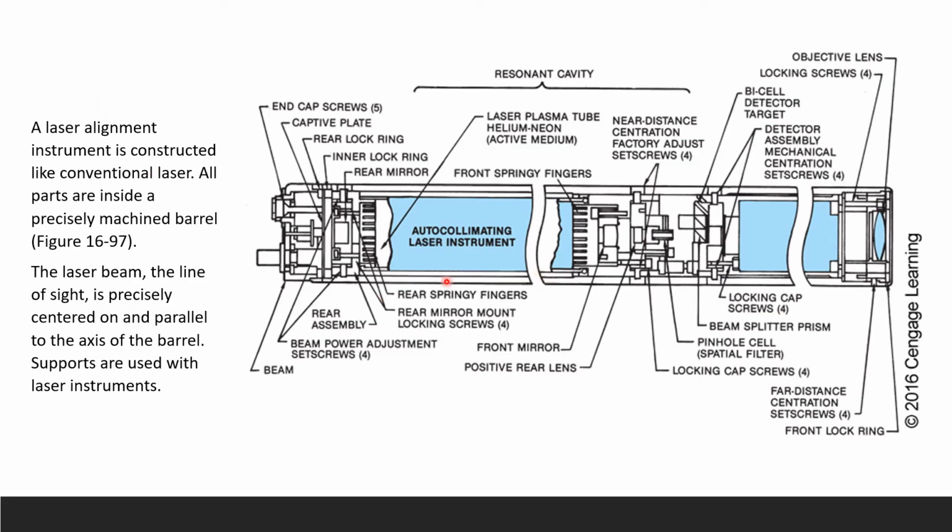Coming back to the laser instrument, it's the same thing: alignment, alignment, and alignment. A laser alignment instrument is constructed just like the conventional instrument. All parts are inside a precisely machined barrel, and it looks like a little barrel like that. The laser beam, the line of sight (LOS), is precisely centered on and parallel to the axis of the barrel. Supports are again used with your laser instrument for alignment.